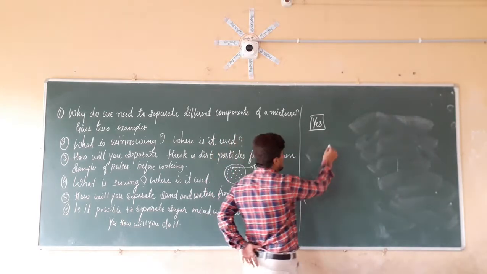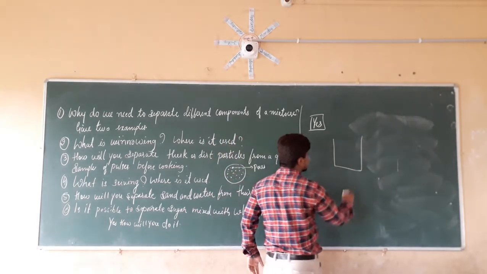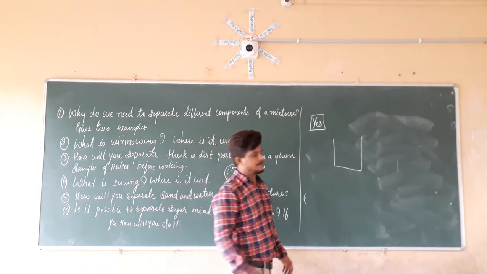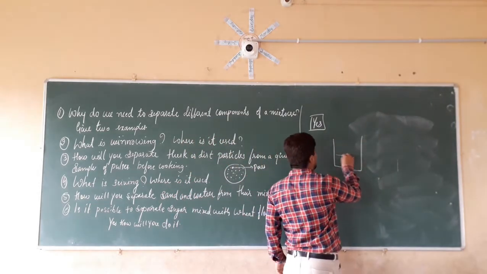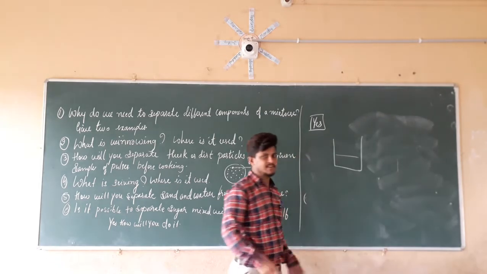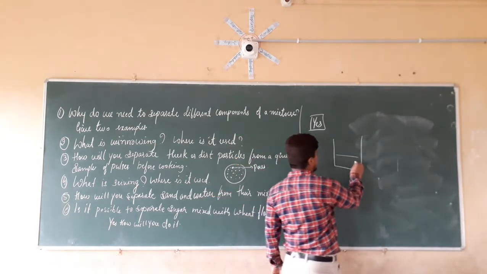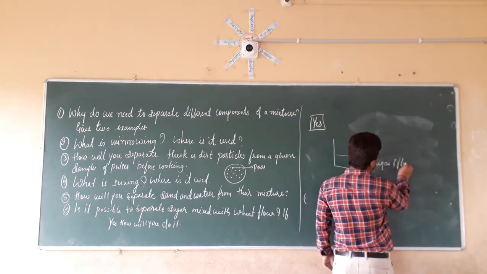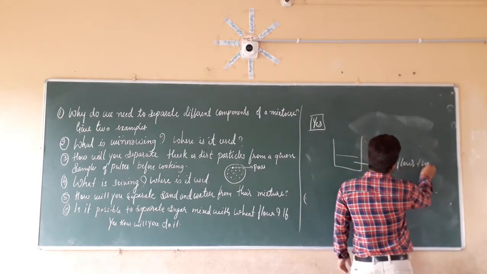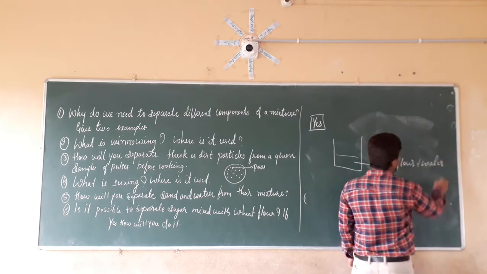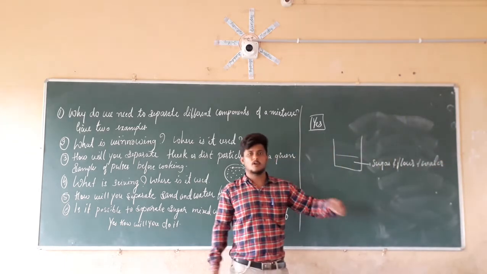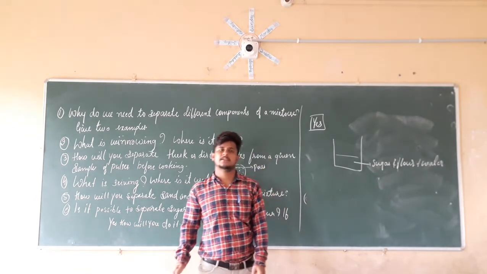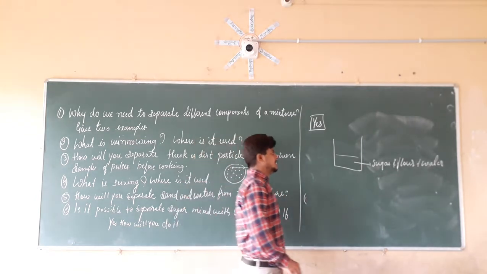Here we are going to take a container. In that container, we are going to put the mixture of the sugar as well as flour. Along with that, we are going to add a lot of water. Excess quantity of water, a high amount of water we are going to add here. Right? What will happen here?